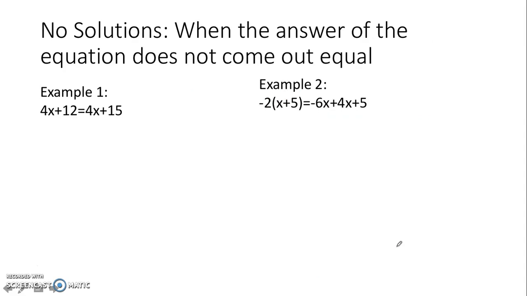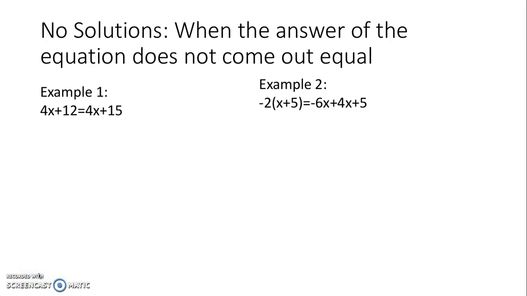Okay, our next possibility is no solution, and just like the exact opposite of what we just did, a no solution is when the solution of the equation does not come out equal. Alright, so let me show you what these are going to look like.